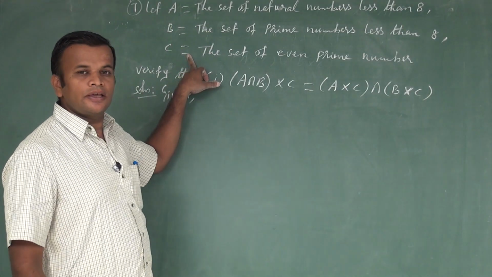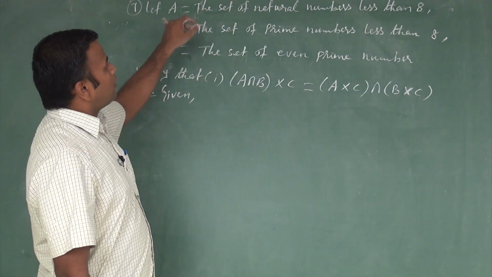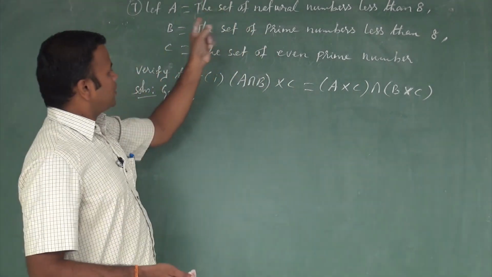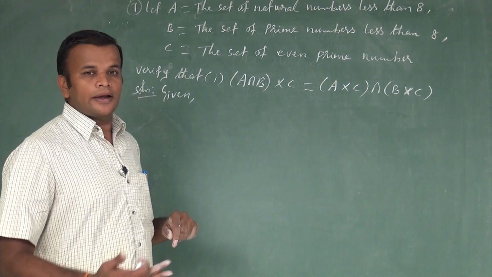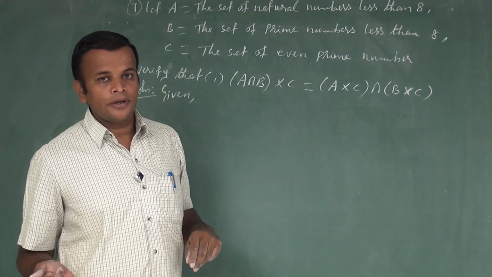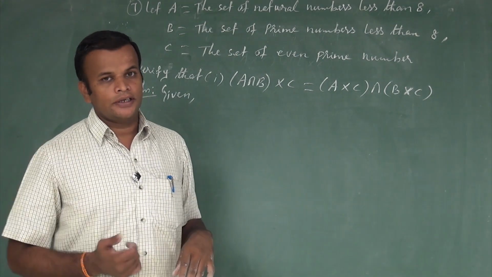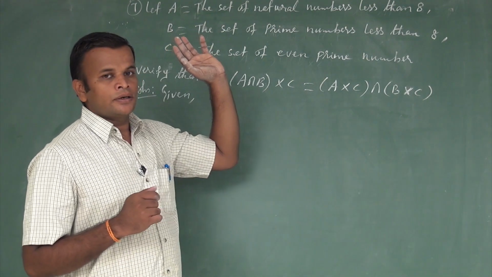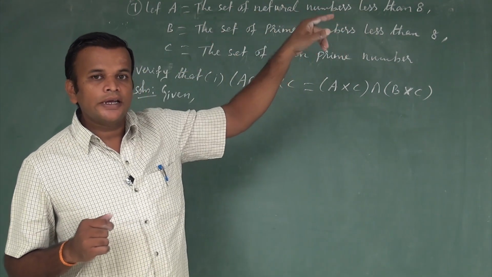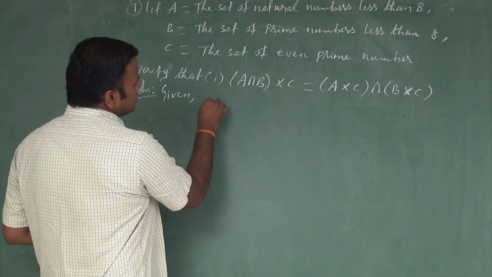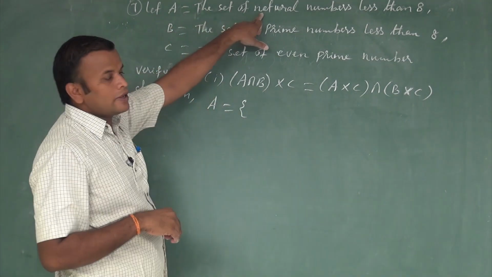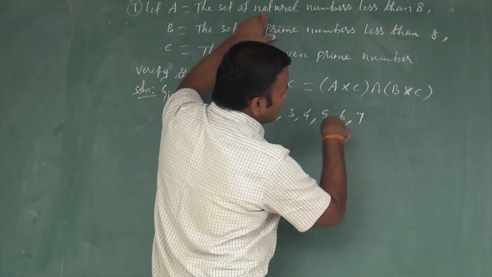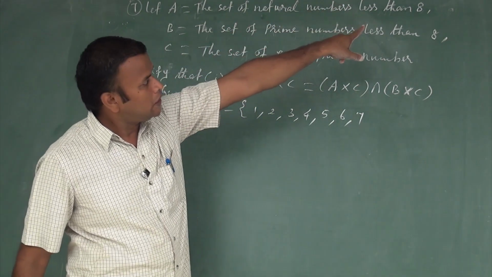A, B and C are all given in words in the problem. So the first step is to convert all the sets into roster form. You see A, B and C. What is the value of A? A is the set of natural numbers that are less than 8. What is the first natural number? It is 1. So we write the numbers from 1 up to 7, because the natural number is less than 8: 1, 2, 3, 4, 5, 6 and 7. I stop at 7 because the number must be less than 8.